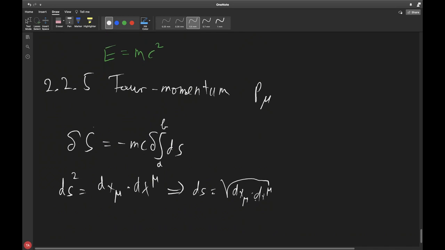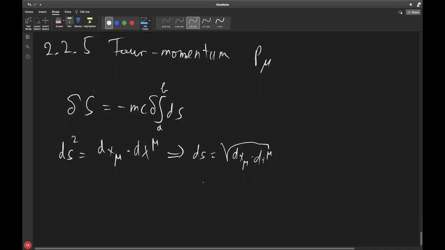So if we take the derivative of this, we get the delta of the ds. This is a square root function, so the derivative of a square root function is 1/2 of 1 over the square root of these things. And then I multiply this with the chain rule, what's inside here. But then both of these are functions, so it's going to be the product rule.